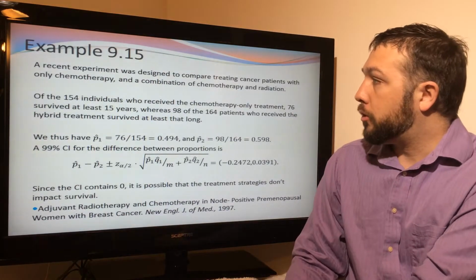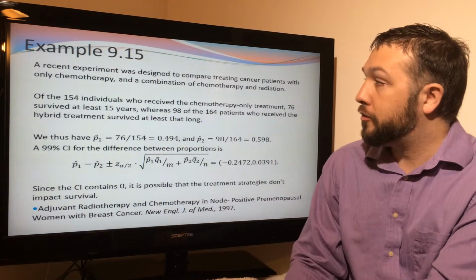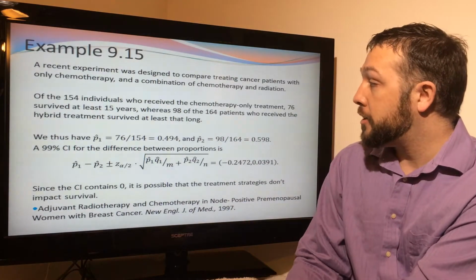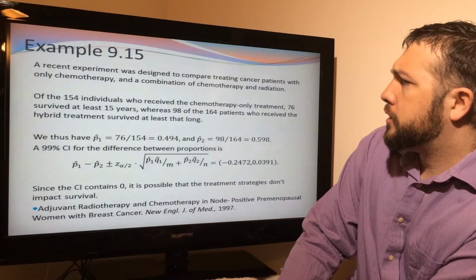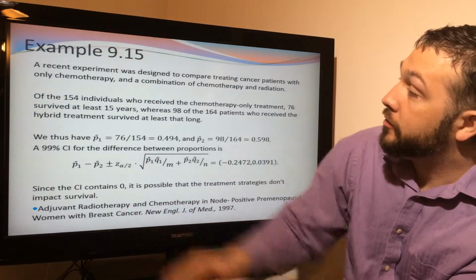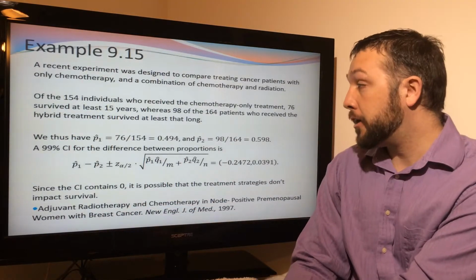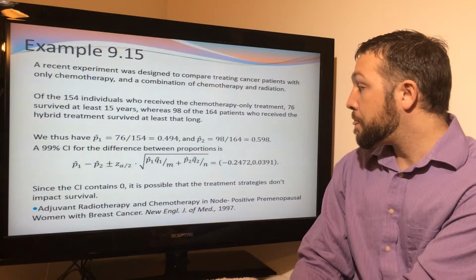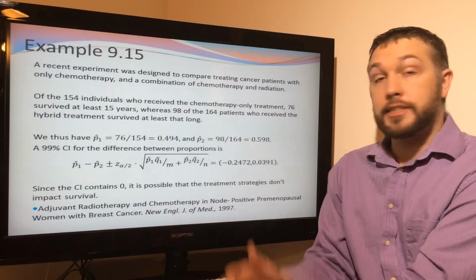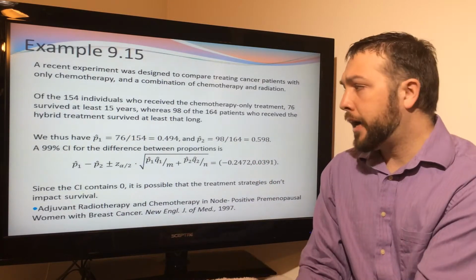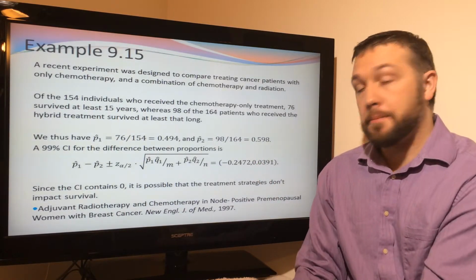Does it help to, in addition to chemotherapy, also give radiation treatments for women? So we look at the proportions. Okay, 76 of 154 who just had chemotherapy had remission, I think, yes. Oh, survived at 15 years. So yes, in the remission, okay. 49.4%, okay. And for the combination of the two, we see 60%. It's a little bit higher, so maybe there's something to that.